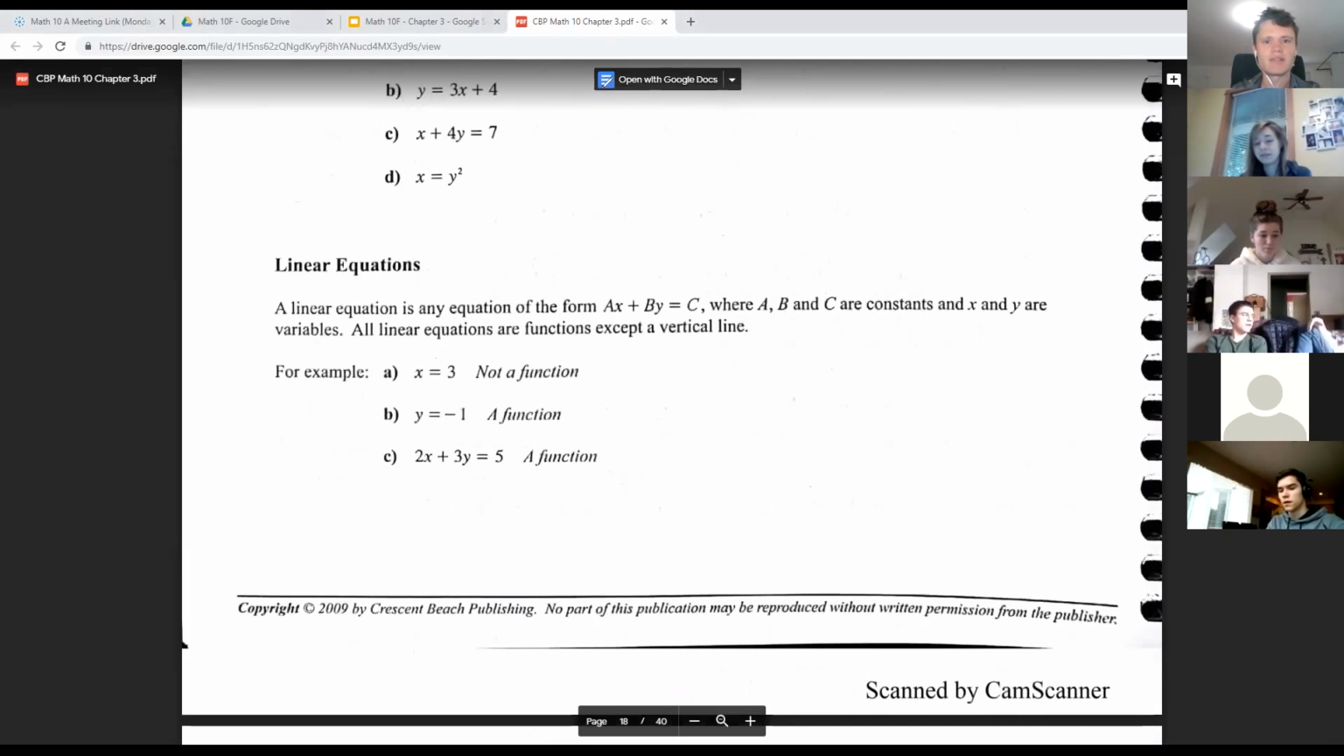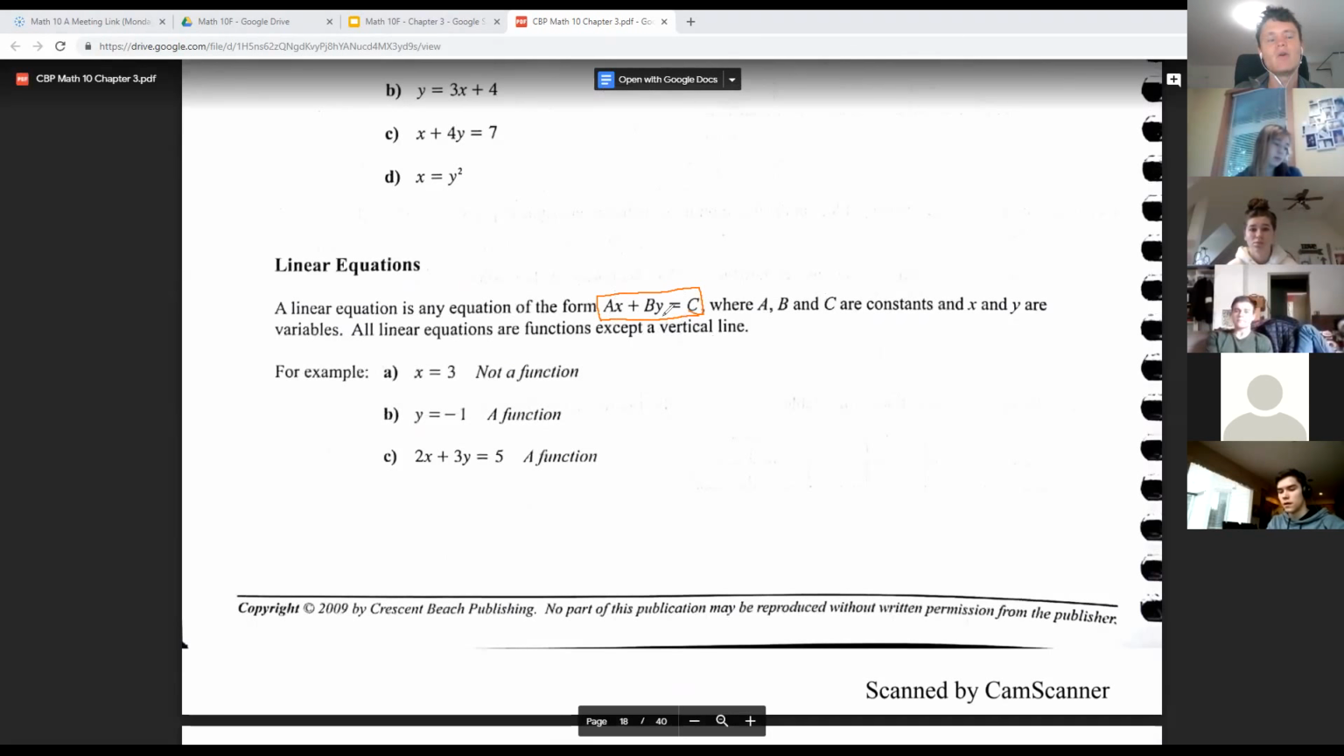Linear equations. Okay, so it can be written in this form. And the important thing about this form is that A, B, and C can be numbers. They can be any numbers. They can even be radicals, or really huge numbers, or decimals, or fractions, right? A, B, and C can be those numbers.